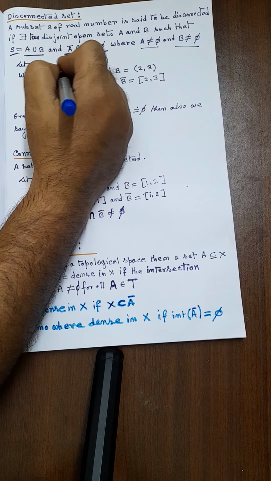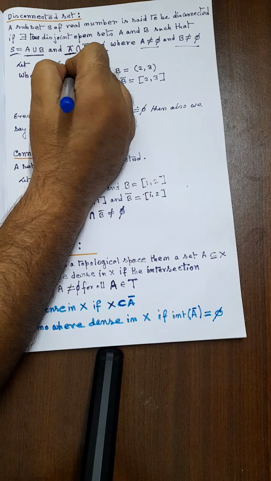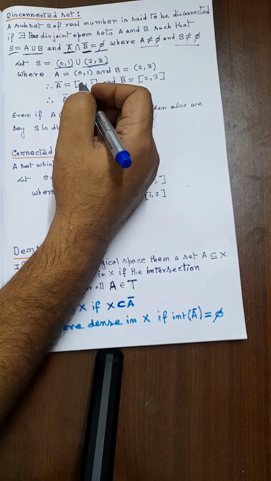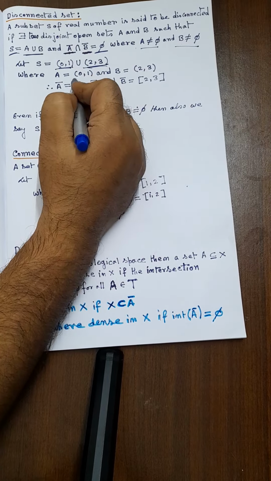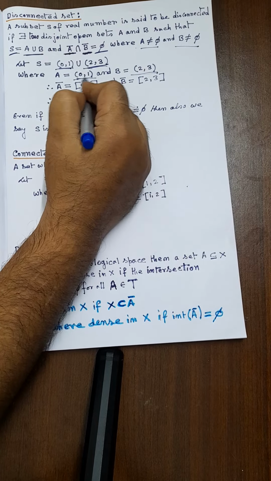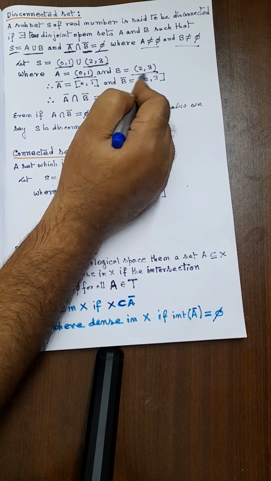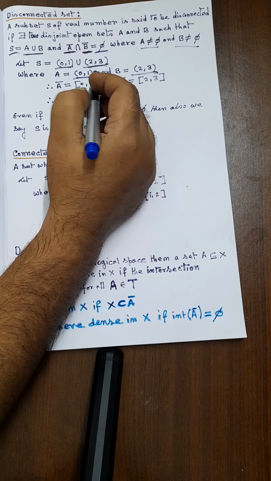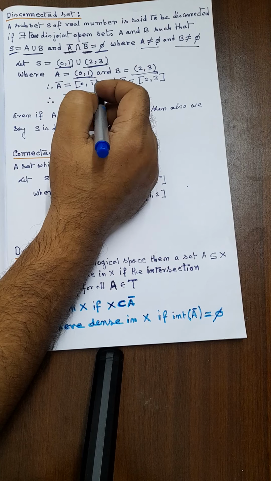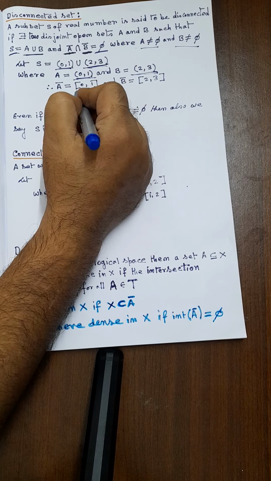So if we have a set S equal to (0, 1) union (2, 3), where A equals the open interval (0, 1) and B equals the open interval (2, 3), then what will be the closure of the set? What will be the closure of the set for A? It will be [0, 1].